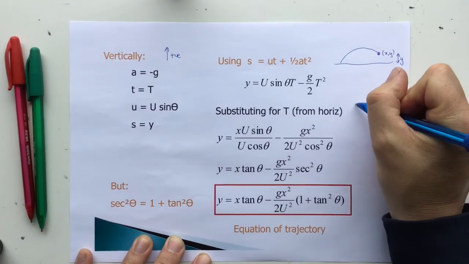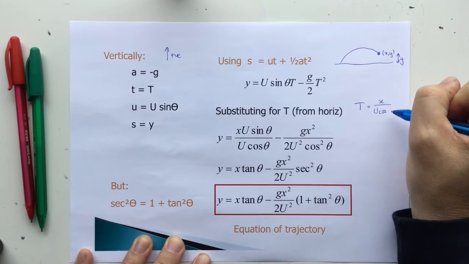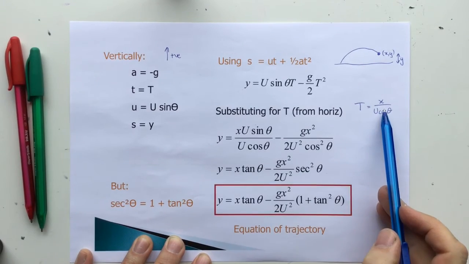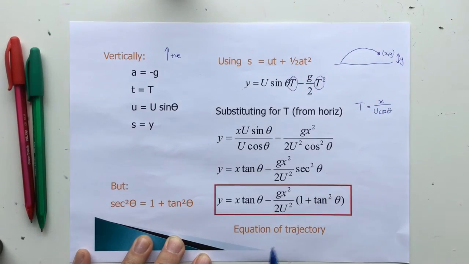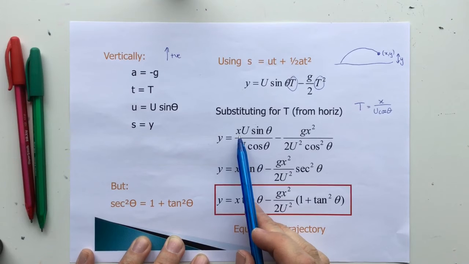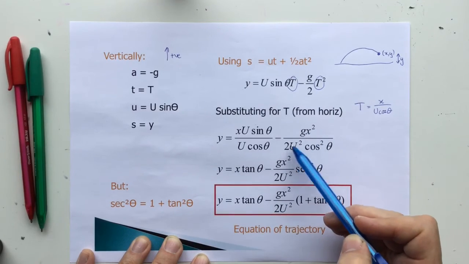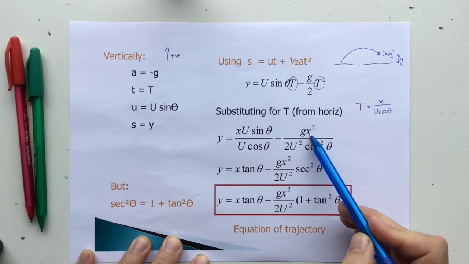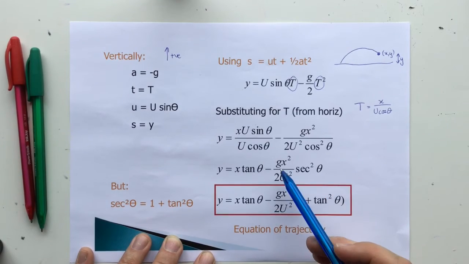Now again, we find that from horizontally that t was equal to x over u cos theta. So we're going to fill that in for t here and t squared here. And this is where this comes from: y equals x u sine theta over u cos theta minus g over 2 times x squared over u squared cos squared theta. At the minute it looks a wee bit of a mess, so we need to tidy it up a wee bit. And that's not too hard.